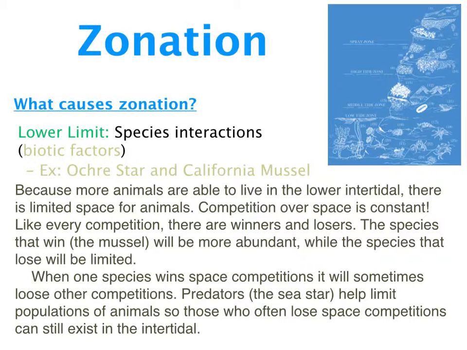The combination of species interactions from below and physical factors from above create distinct bands where certain species dominate. The middle zone is dominated by mussels, for example. Living higher, they will be exposed for too long. And in the lower intertidal, mussels will be eaten by sea star predators.